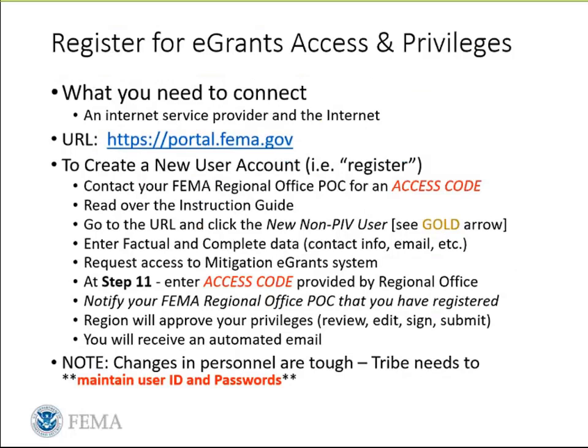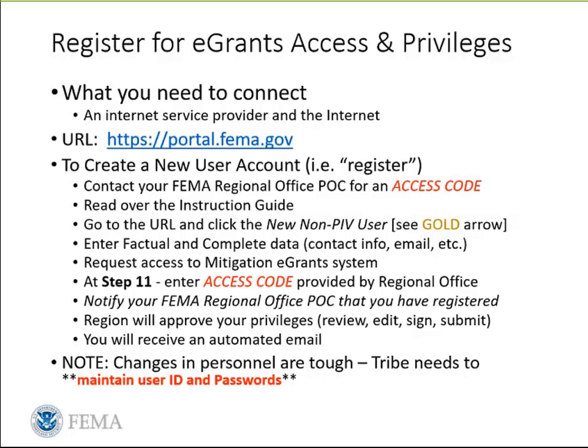So the first thing, of course, is how do we get access to the system? You'll need a computer with internet access. You can see the address here on the screen: portal.fema.gov. Once you get to that screen, I think on the next page there is a graphic that shows the button that you click on for new non-PIV user. There's also a video on how to do this, a step-by-step walkthrough in the reference guide, and we'll go over it briefly here.